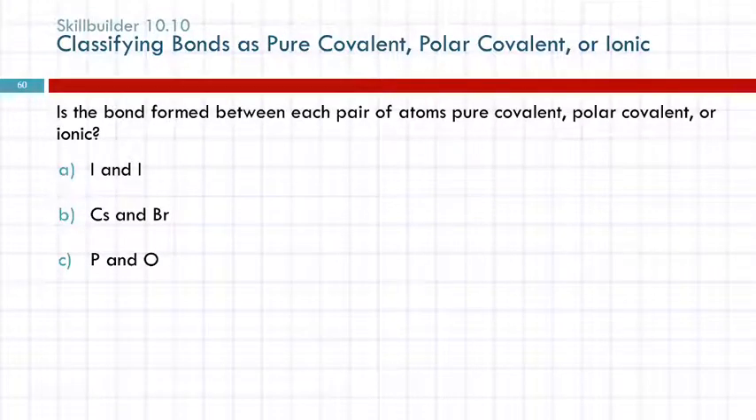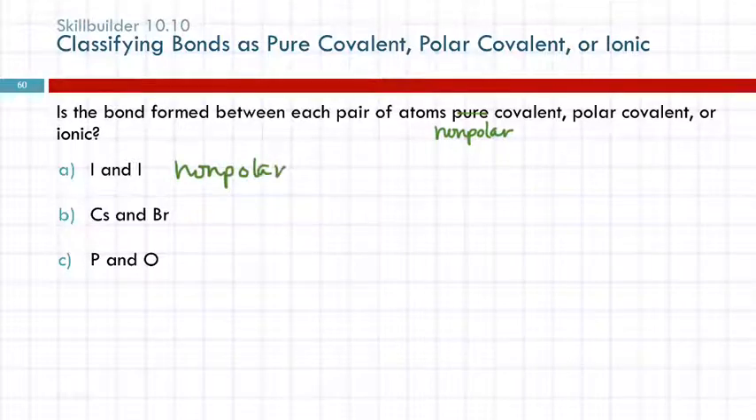Okay, so we're going to look at bonds between different elements here and ask, are they pure covalent? Scratch that out and write nonpolar. Are they nonpolar covalent, polar covalent, or ionic? So if we have iodine and iodine, what kind of a bond would they form? Nonpolar. How about cesium and bromine? Ionic.